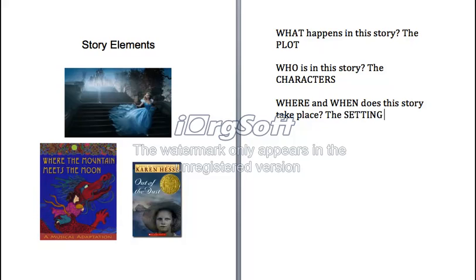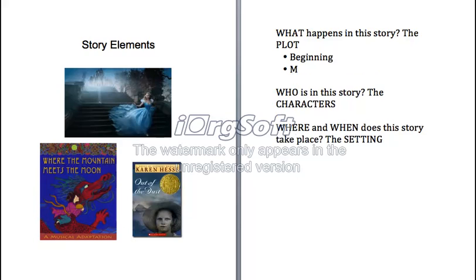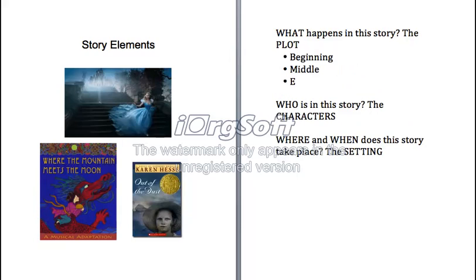Okay, so these are the three categories or groups of story elements that we have to remember. But there are some details that we also have to think about. Let's return up here to what happens in this story. The plot. The plot is the sequence of events that unfold in a story as you read it. So there are three main parts to a story: the beginning, the middle, not Middlebury College where I went to school, and the end.